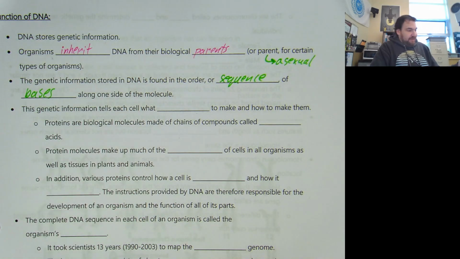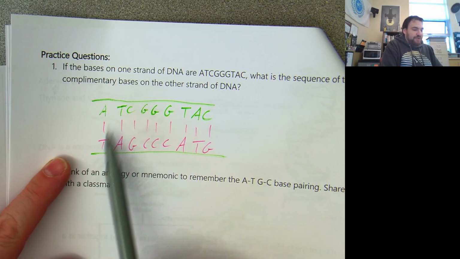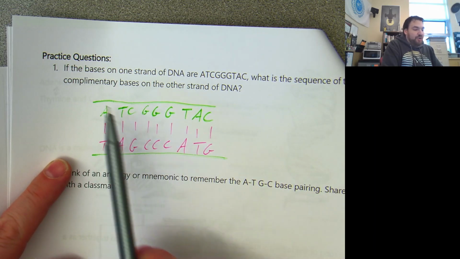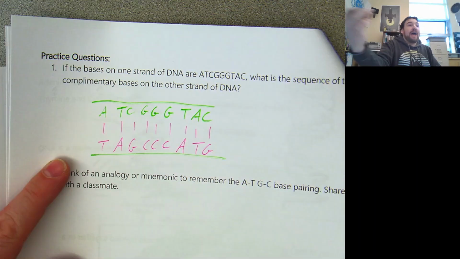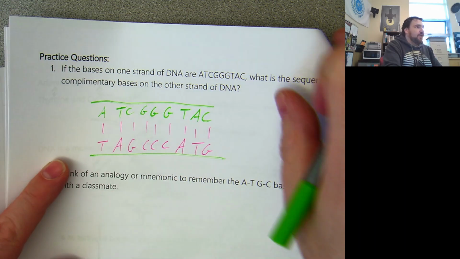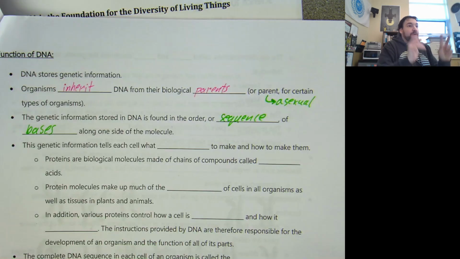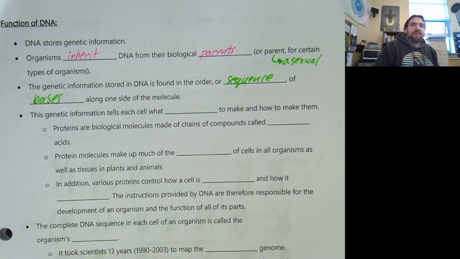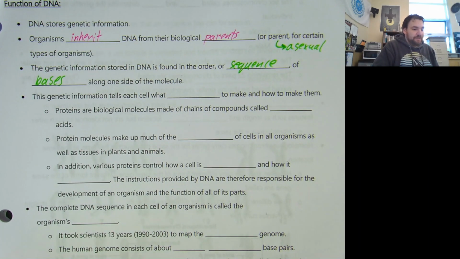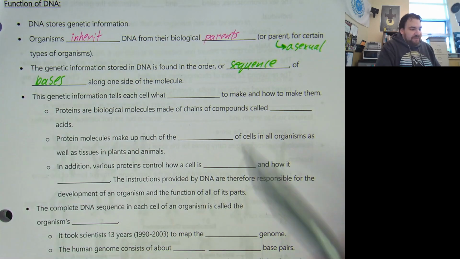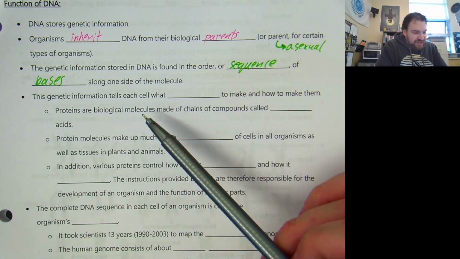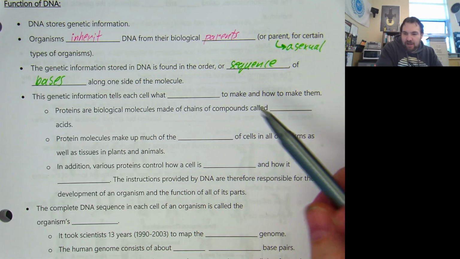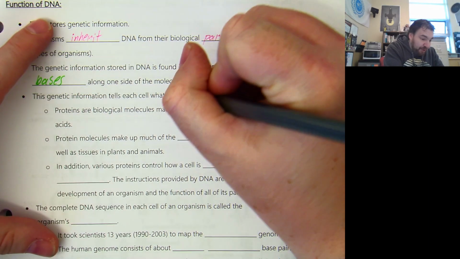Because if you've got, like we just did, one half that says ATC, you know the corresponding part has to be TAG. All you need is the green chunk of DNA to be able to decipher, but you'd need that whole half. You'd need to know that whole half in order to sequence the gene. It's called sequencing the genome for a particular species, and it's a lot of work to do. So the genetic information stored in DNA, found in the order or the sequence of bases along one side of the molecule, tells each cell specifically what proteins to make.